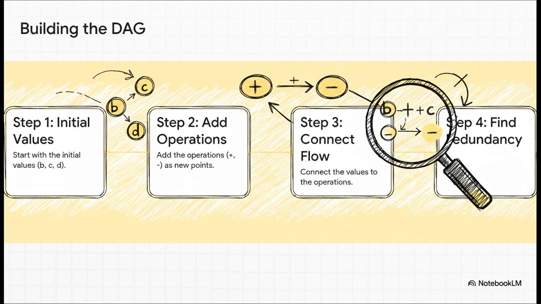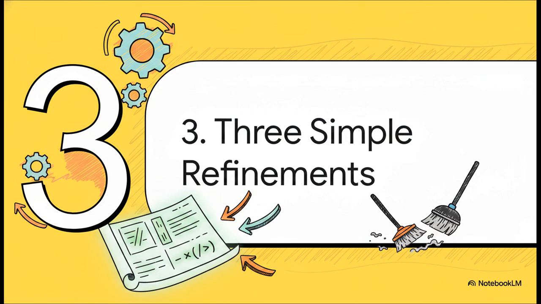The map instantly shows you that we're calculating B plus C twice, for no good reason. The redundant work just jumps right off the page. So, with this crystal clear blueprint in hand, the compiler can now roll up its sleeves and apply a few simple, common sense refinements to clean things up.